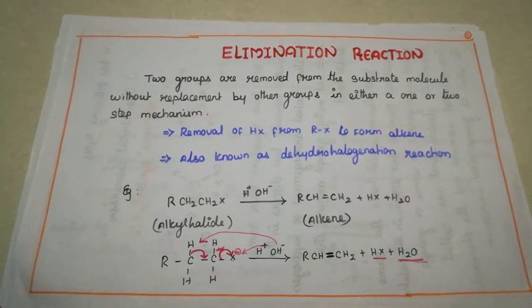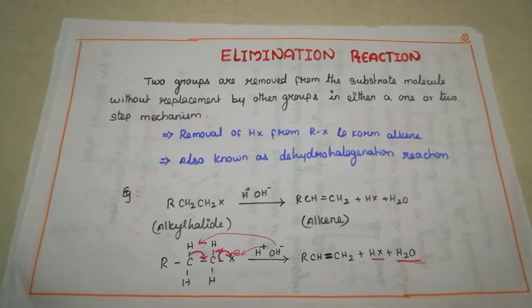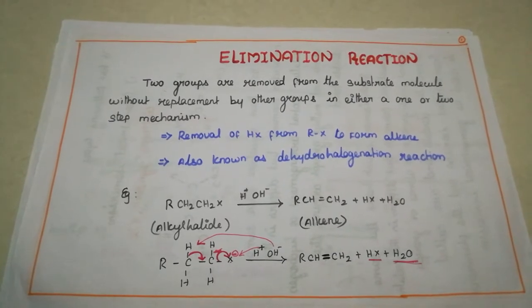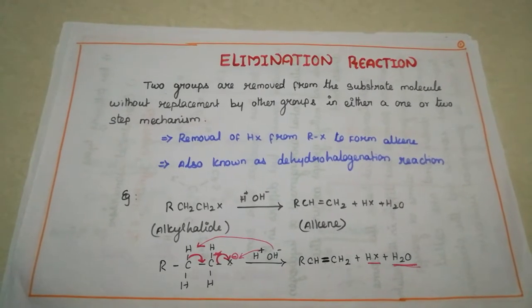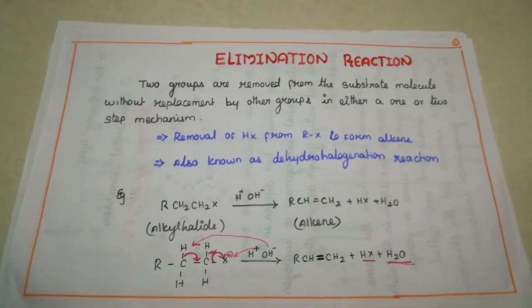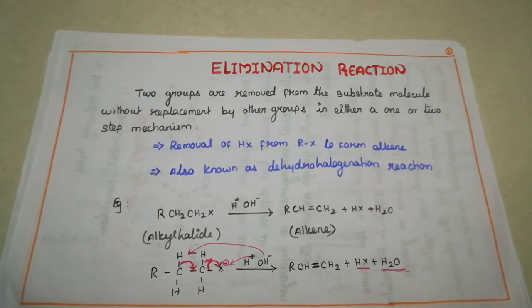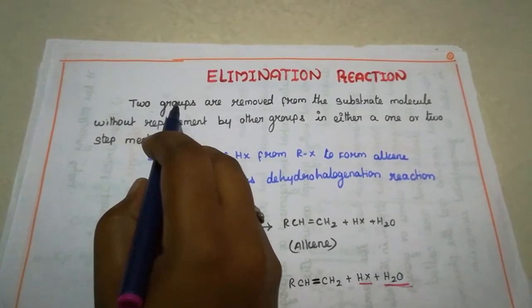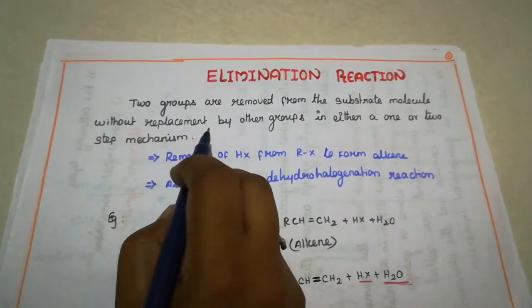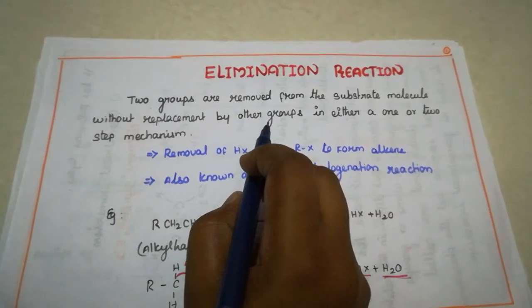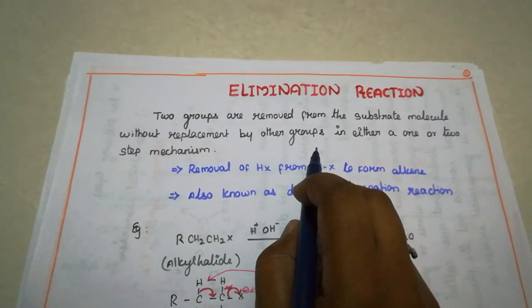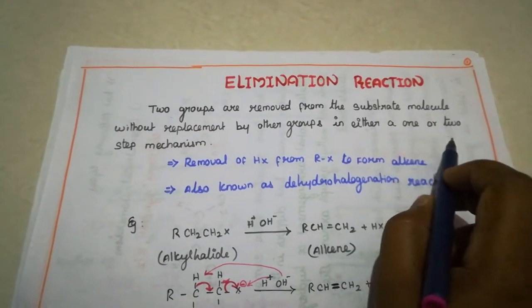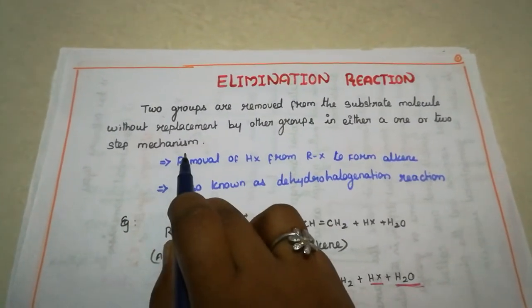Today we are going to discuss the topic of elimination reaction. Before we start this lesson, we should understand the meaning of elimination reaction. It is nothing but removal of two atoms. What I'm saying here is removal of two atoms or groups from the molecule without replacement by other groups. It is known as elimination reaction. It contains a one or two step mechanism.